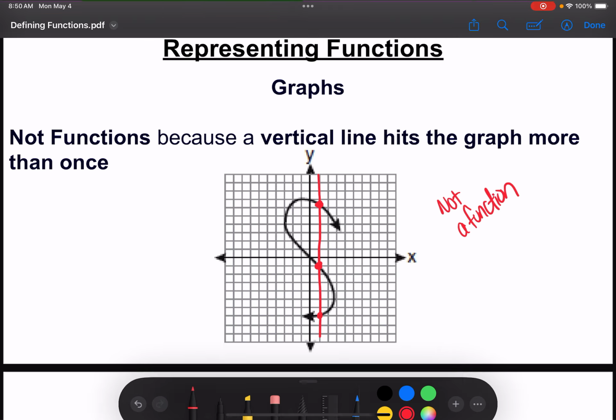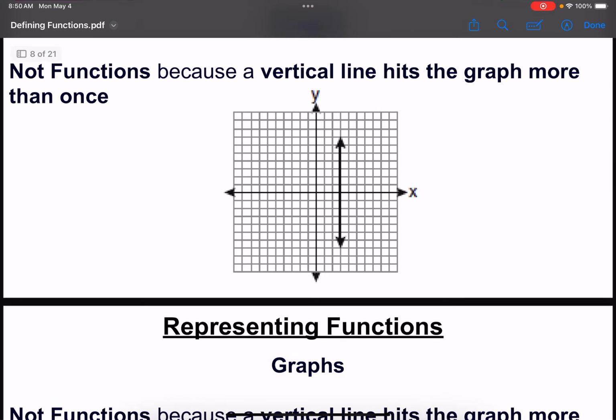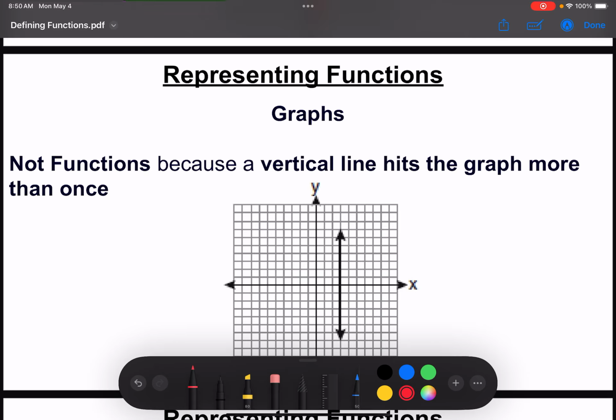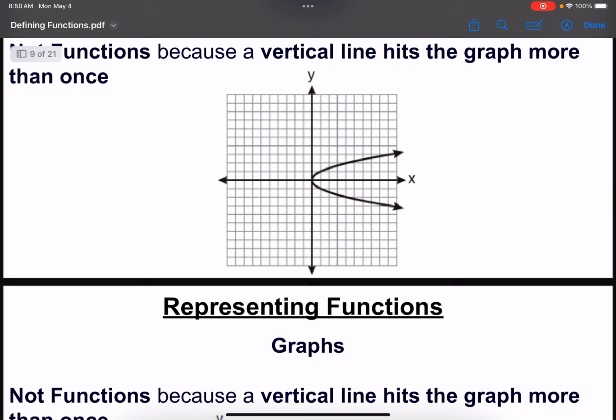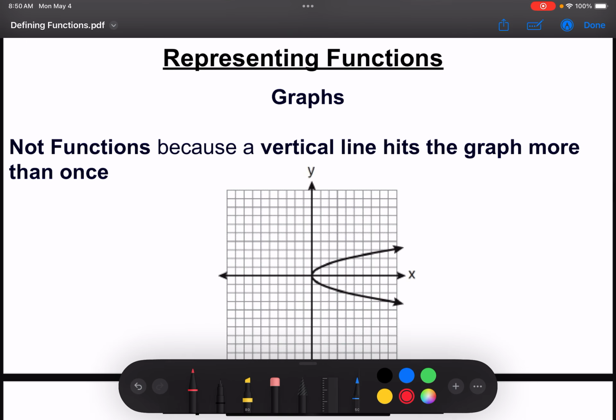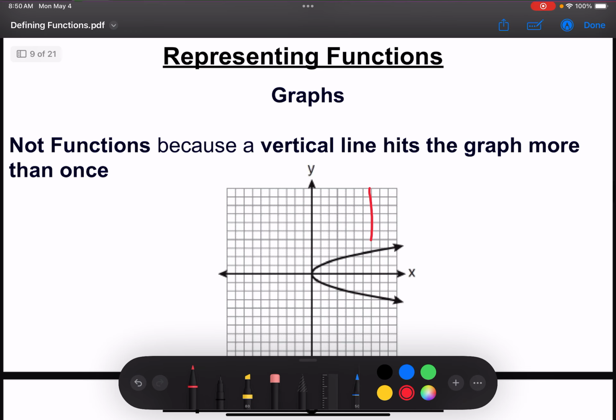Another example, also in your interactive notebook, is this one. So this one, if I was to draw a vertical line here, it hits it everywhere. So it'll hit it here, here, everywhere. That's why this is not a function. And here, another example, if I draw a line here, a vertical line, it hits it more than once. That's why it's not a function.